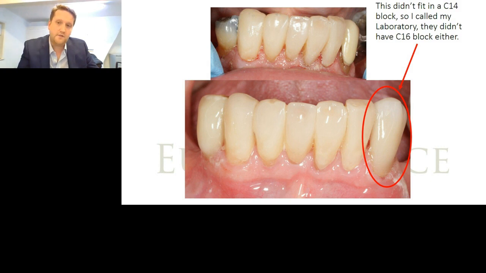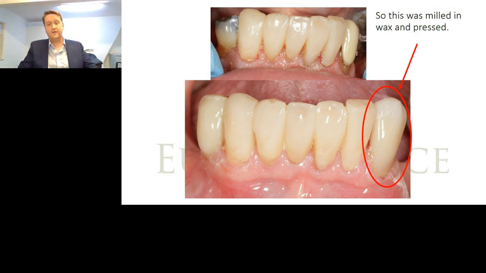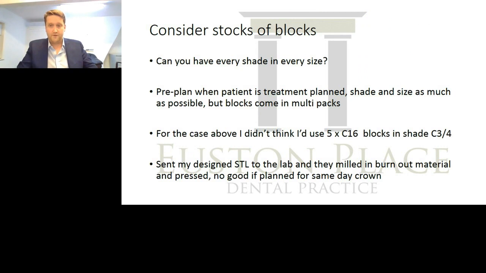So it's important to know which block sizes you're going to stock and pre-plan whether the crown is going to fit within that block size, and also the shade. Take a shade when you first plan it, so you can make sure you've got those shades in place for the day when you're actually doing the treatment. You order the blocks in boxes of 5 usually, so if you're going to order them, you need to make sure you're going to use them. For odd colours and things, that might be a reason you send it out to the lab. If you don't want to order a box of 5 blocks in shade C4 in size C16, and you're not going to use them, then that's something to consider as well.